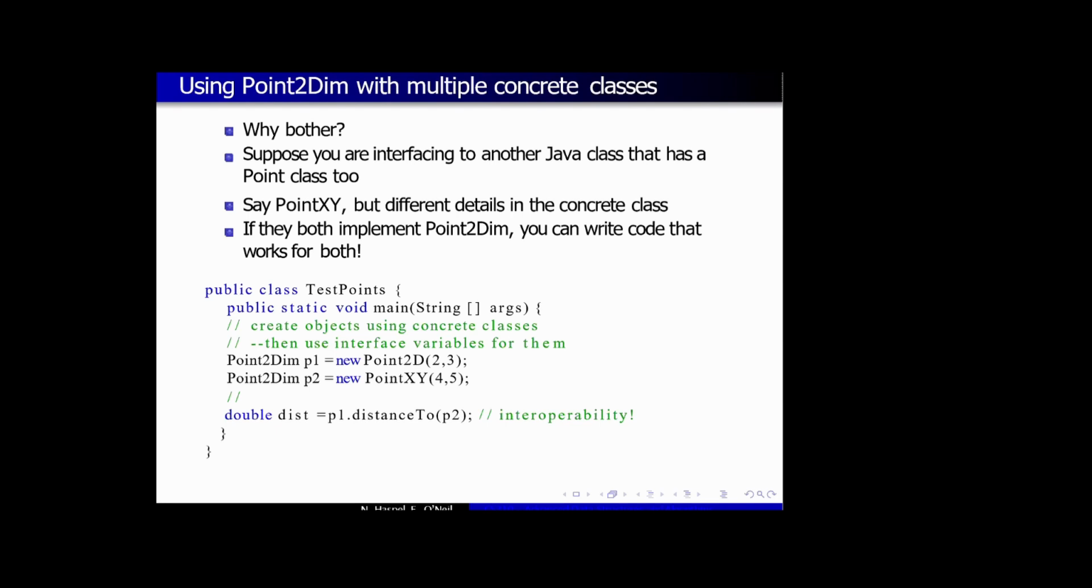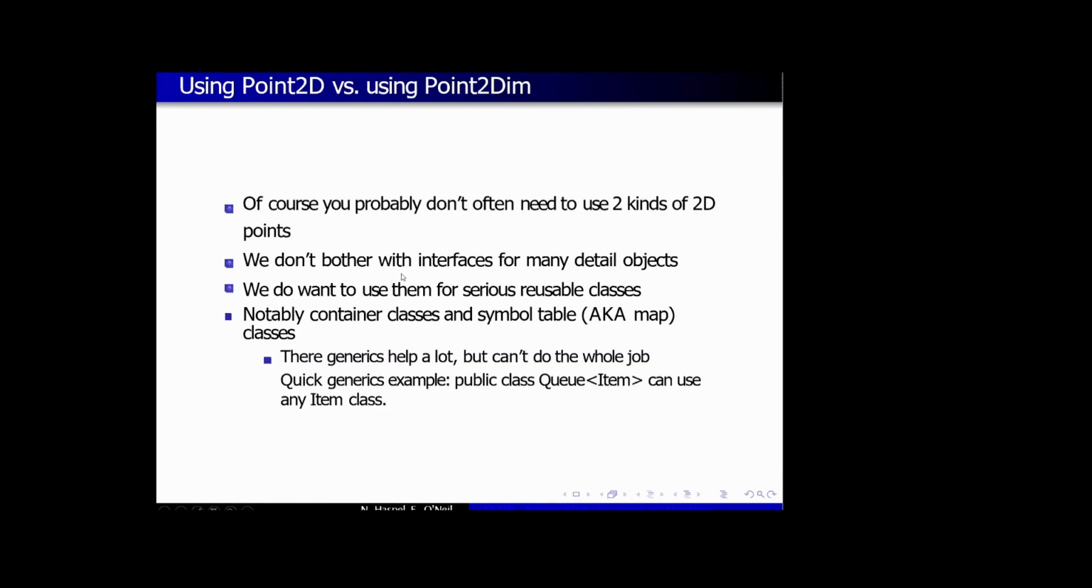Okay, then you could say, well, you had to stretch pretty far to come up with this example. I admit that. But this is the kind of thing we can do. So that's why I admit that here. We don't often need to use two kinds of 2D points. So we don't bother with interfaces for a lot of little objects like this, like points. If everybody agrees what a point is in the whole application, well, it doesn't need an interface.